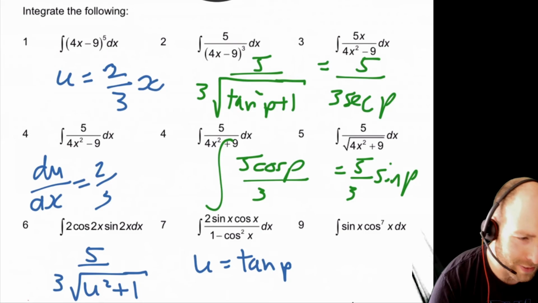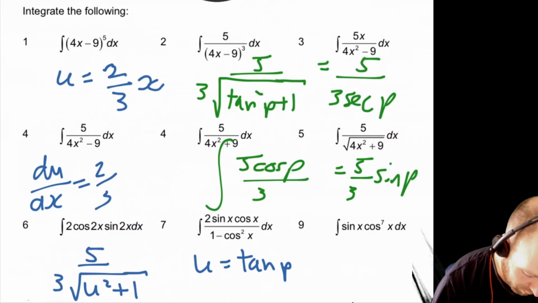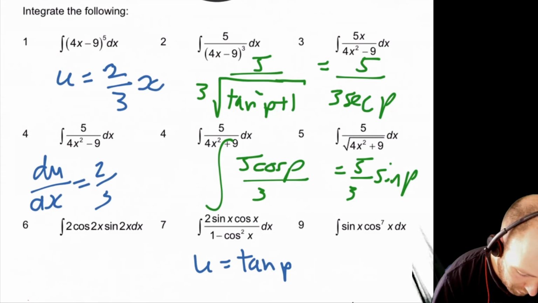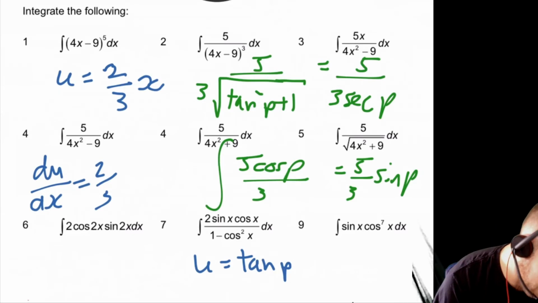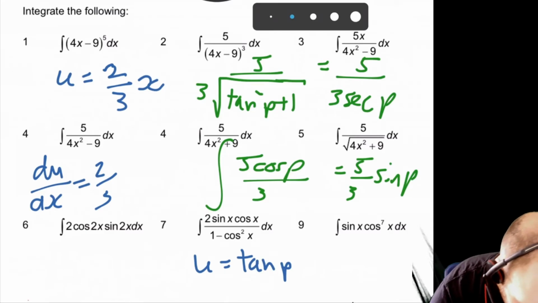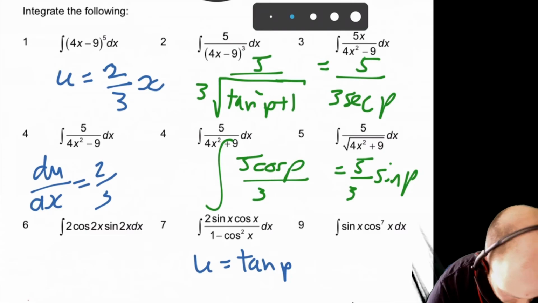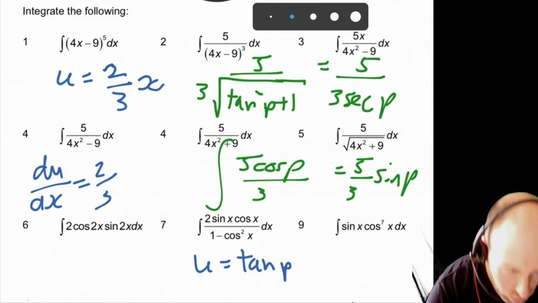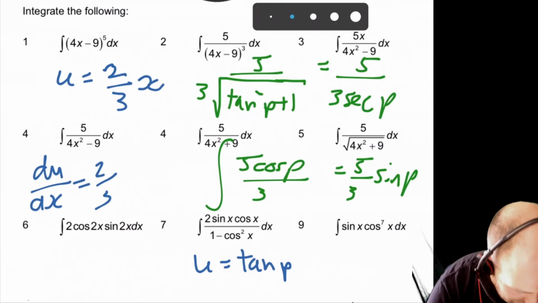Oh, the answer is disgusting for this. So yeah, no wonder it was hard. So sine p, well, u is tan p. Oh dear, so we need to link together sine and tan now. Which is not going to be very easy, to be honest.